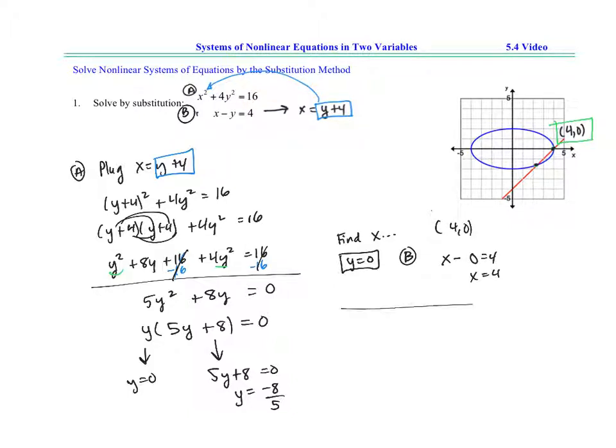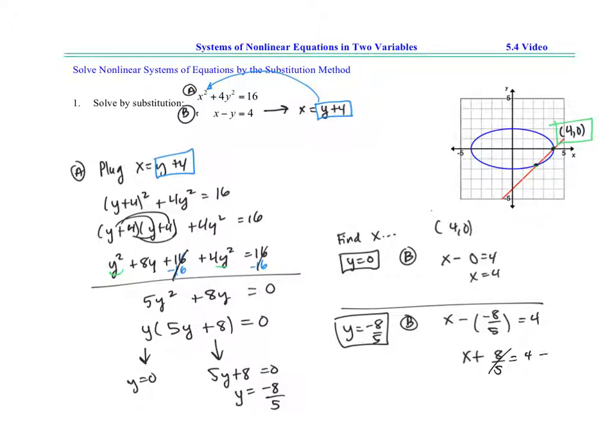All right, and now we need the next one when y is negative 8/5. Okay, so in that goes into equation B. We've got x minus y, so x minus negative 8/5 is equal to 4. And that would give us x is equal to 4, and I'll go ahead and subtract 8/5 from both sides. We need a common denominator, so we can let it be fifths. So we've got x is equal to 20/5 minus 8/5, which gives us positive 12/5. And so there's that next point right there, which is when x is 12/5 and y is negative 8/5.